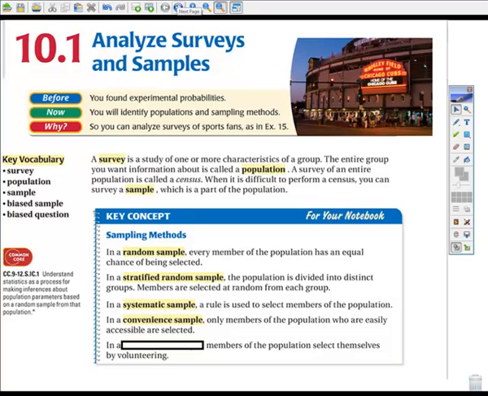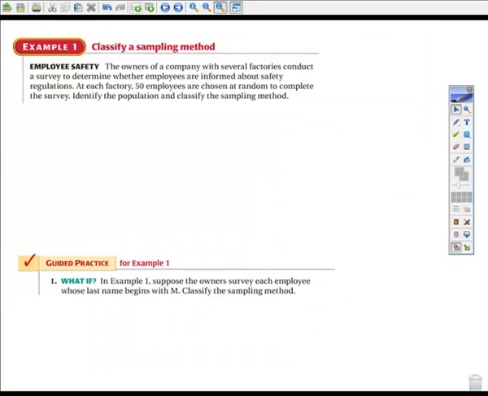In a convenient sample, only members of the population who are easily accessible are selected. So we're only going to pick the people that show up to my third hour class. If you're absent, it's not convenient for me to go hunt you down. So you're not convenient for me. And the last kind of sampling is a self-selected sample. Members of the population select themselves by volunteering. I will be part of your sample. So we have these 5 different sampling methods.